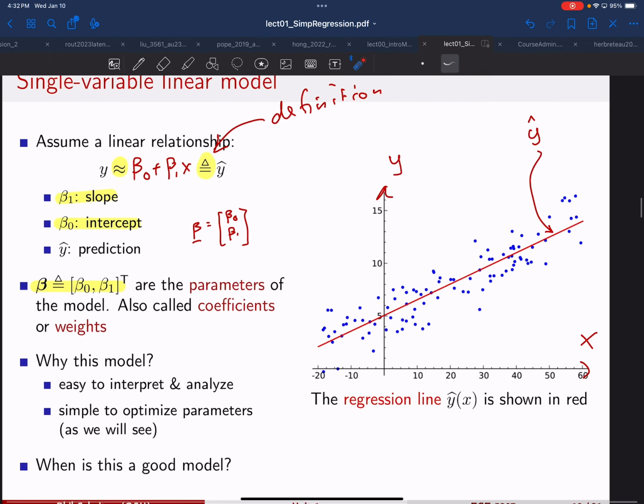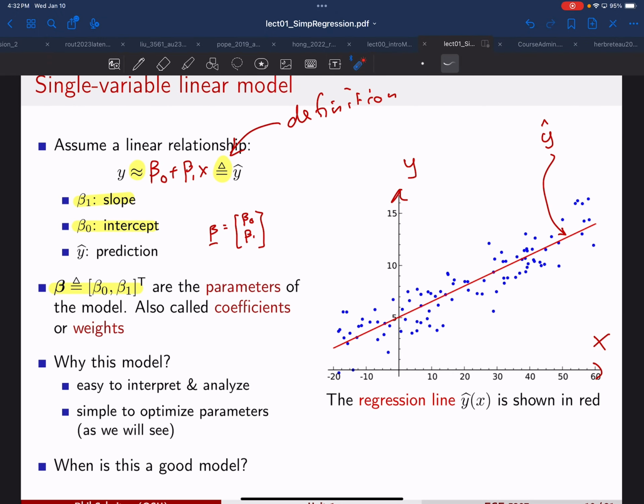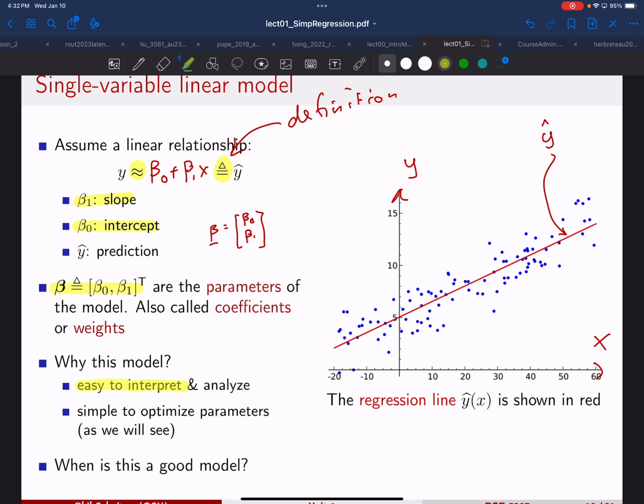Okay, so any questions so far? Okay, so this linear model is pretty crude. Sometimes it works well, sometimes it doesn't work well at all. But the reason we're using it is just because it's easy. It's easy to interpret, it's easy to analyze, it's easy to optimize its parameters. And so we're just using this as an initial thing.